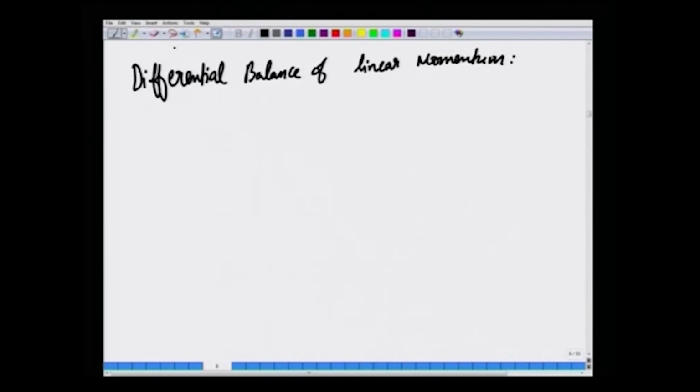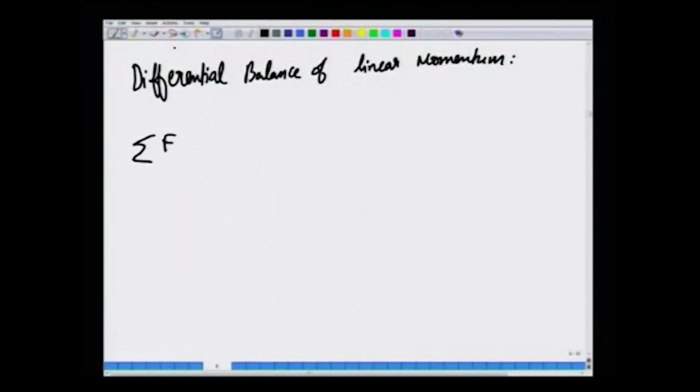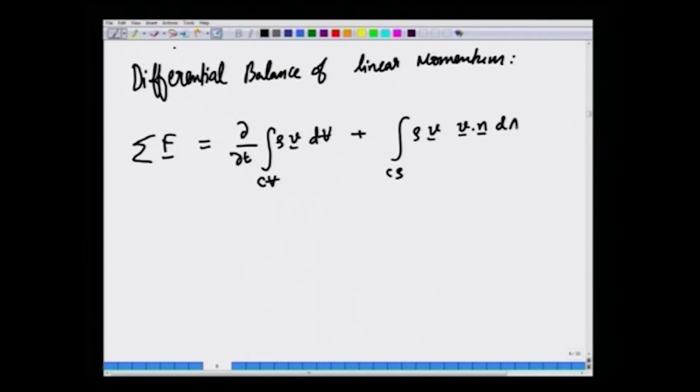The starting point for deriving the differential balance is essentially you take the integral balance that we derived for a control volume, and we are going to apply it to a control volume of infinitesimal size, that is, in the limit as the control volume shrinks to a point. So, recall that the integral balance for momentum for a control volume is: sum of forces acting on the control volume is equal to the rate of change of momentum present inside the control volume plus the momentum flux that goes in and out of the control volume by virtue of fluid flow.